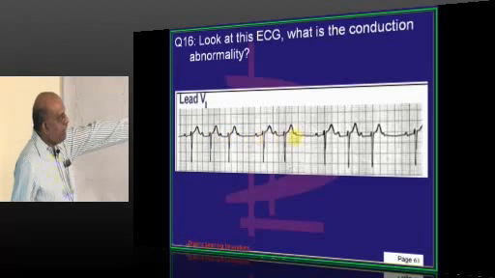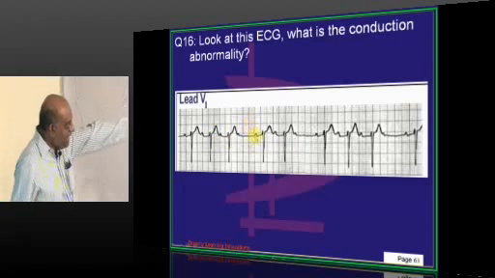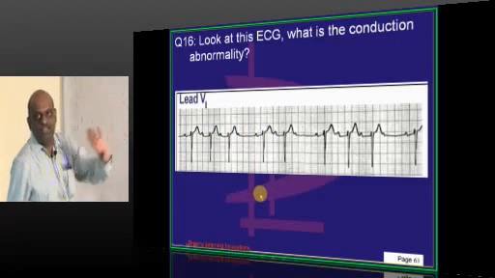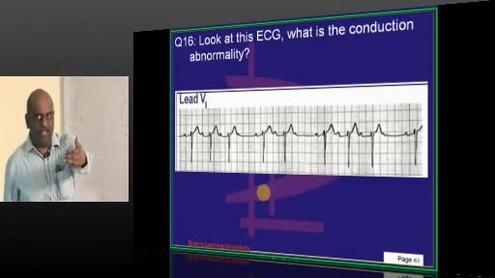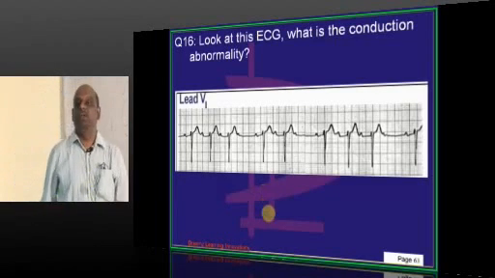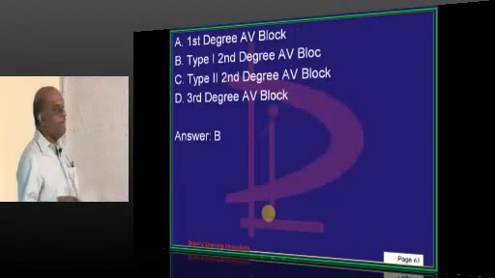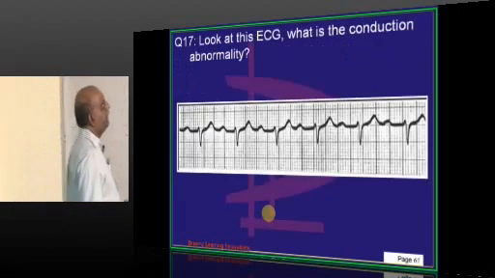Sequentially, the P wave to QRS distances had been increasing and suddenly there is a drop where the QRS is not visible. After a period of sequential prolongation, a beat is dropped. So that is the reason it is called Mobitz type 1 second degree heart block.